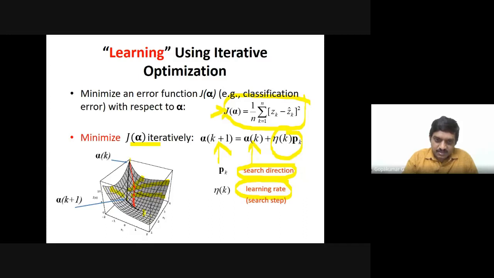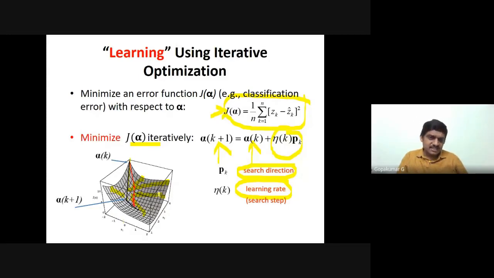Wherever you start, your ultimate aim is to reach the minimum. There are terminologies called local minimum and global minimum. In this particular case, there's only one minimum point, which is a global minimum, because it is the lowest among all the possible points.